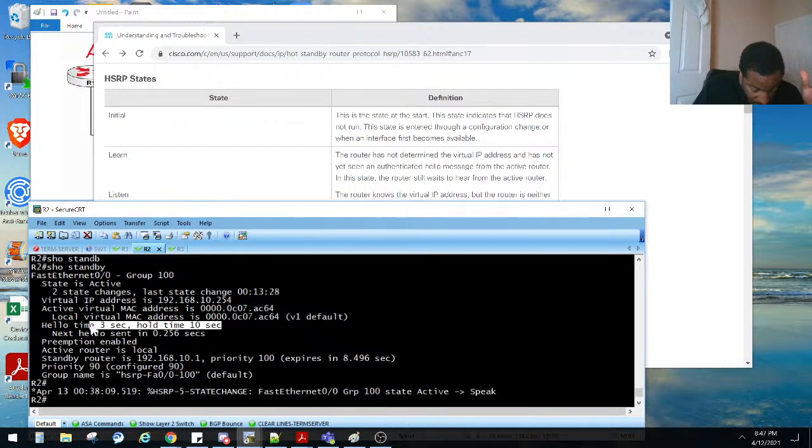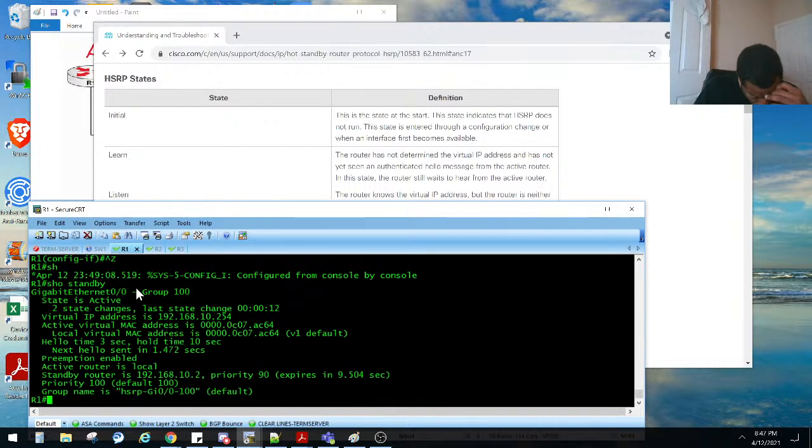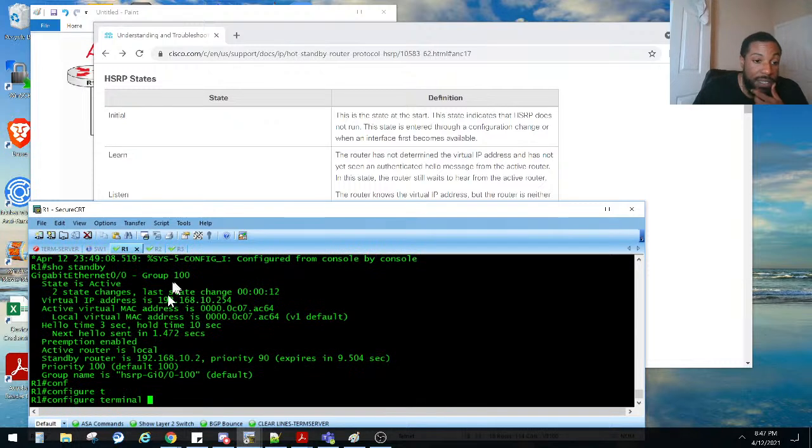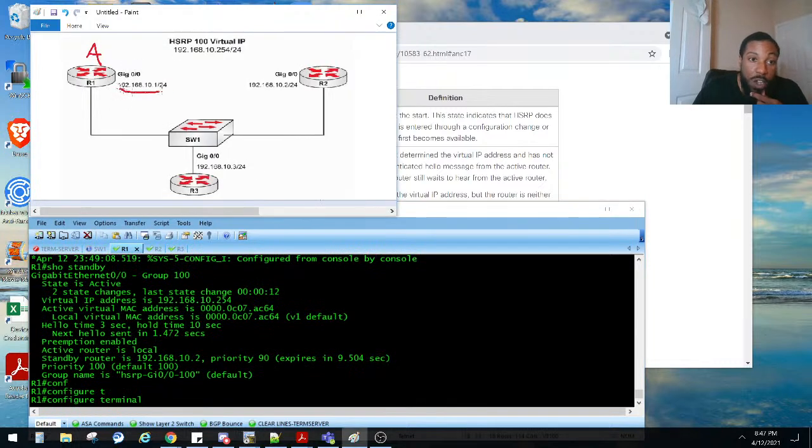The book wants us to change it from 3 and 10 to saying hello every second and detect a failure of a router in 3 seconds. So let's go ahead and do that on both sides, right? Did they say on both sides? Yes, they did. They said HSRP router. So we got to go back to global config mode. We set those timers again on the interfaces.